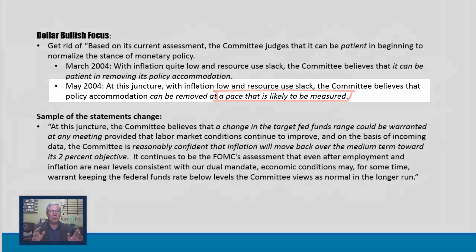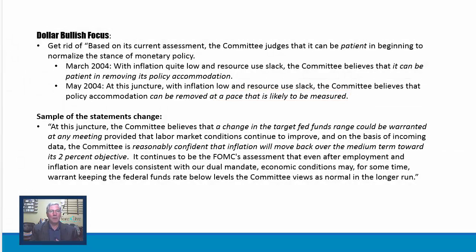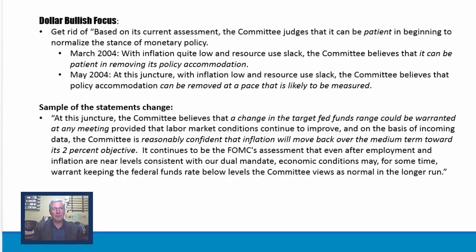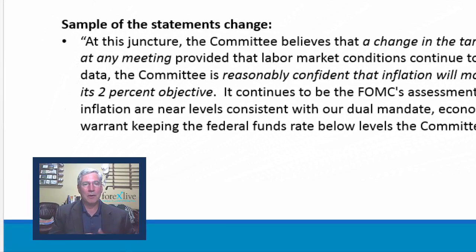Now, what did the word measured mean at that time? Well, I'll tell you what it meant. It meant raising rates by 25 basis points from 1% to 5.25% every meeting. Is that going to happen this time? The answer is no. It's not going to happen. We're not going to have measured increases of 25 basis points at each meeting. That's not going to happen.